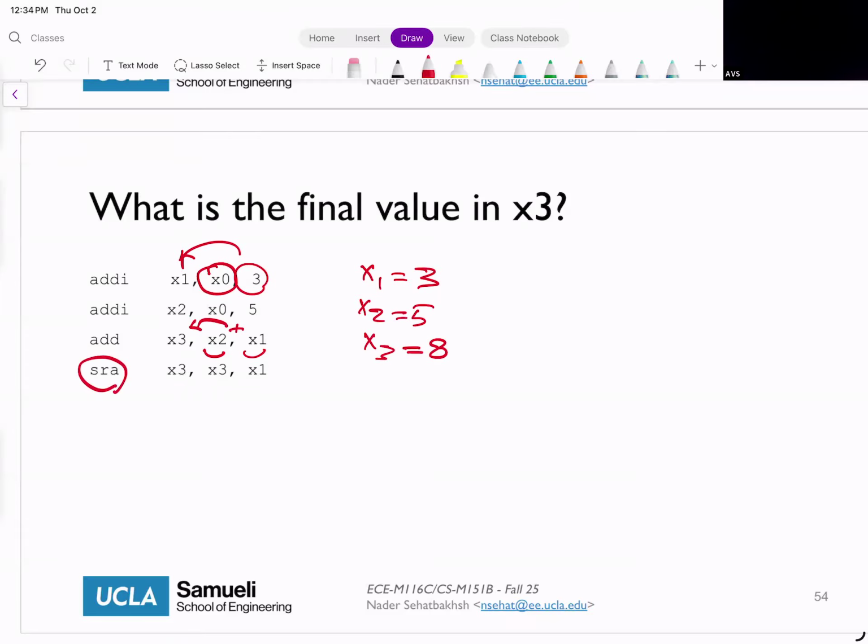And this one says shift right arithmetic, x3 with x1. x1 is 3. So x3, if I want to write it down, would look like something like this, right? Another 0, right? And if I shift this by 3 bits, it's going to become like 0, 0, 0, 1. And the rest of this is 0, so it stays 0. So the final value would be 1, right? Any question here? Yeah.